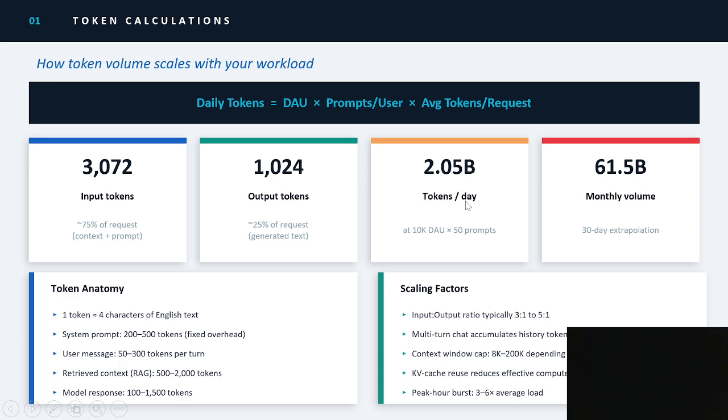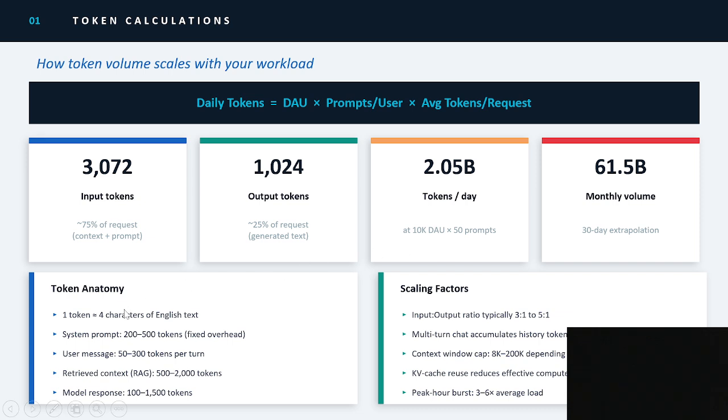So that is 2.05 billion tokens a day, from 10k daily active users times 50 prompts. The monthly volume will be around 61 billion, on a 30-day basis.